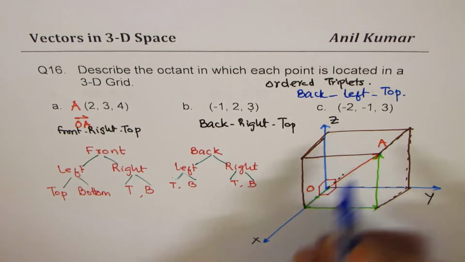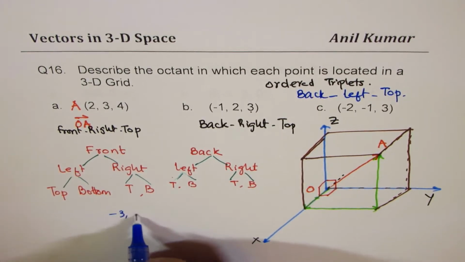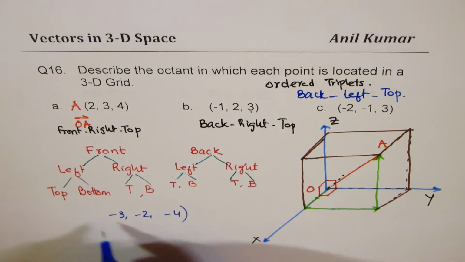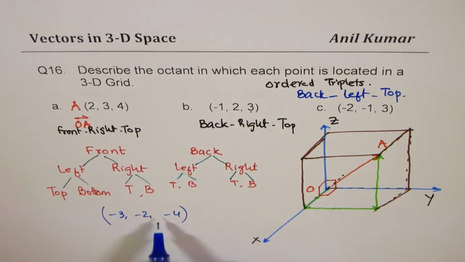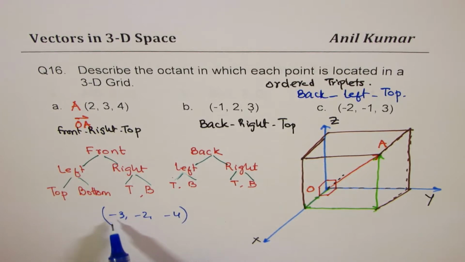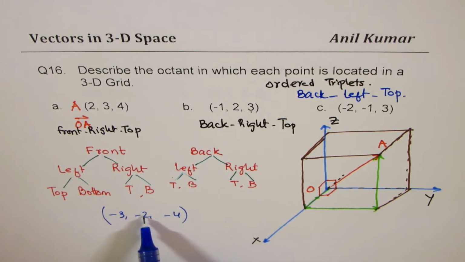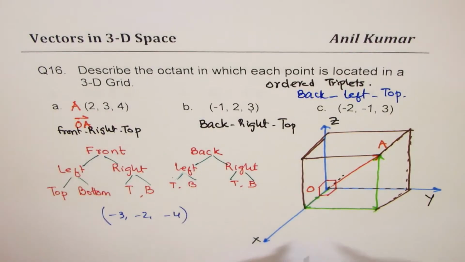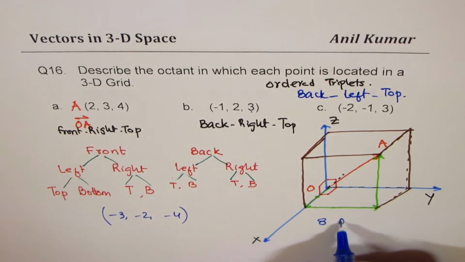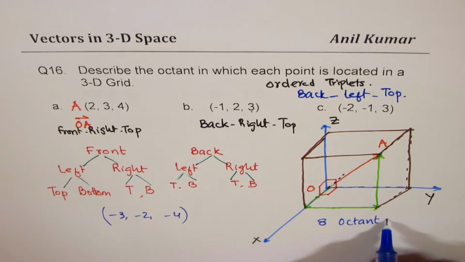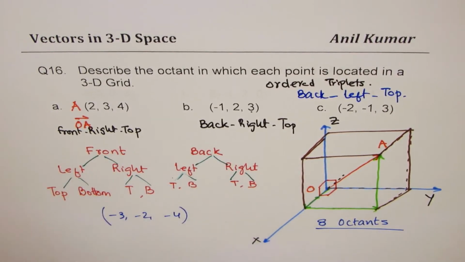Does it make sense to you? Correct? So if I have a point which is minus 3, minus 2, minus 4, for example, then you have to figure this out. So this means you are on the back side, and this means you are on the left side, and that means you're at the bottom. Do you get the idea? That is how you describe octants. And how many octants do we have? We have 8 octants. And that's the combination. Perfect.